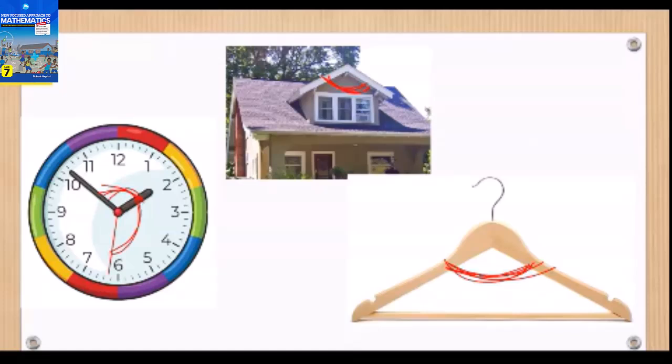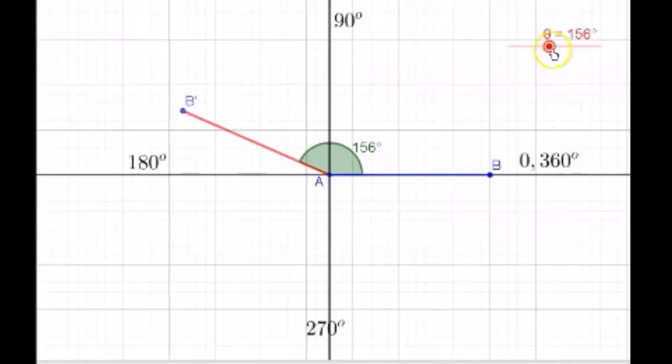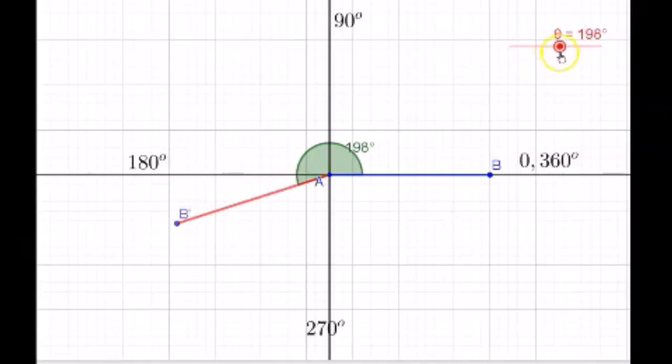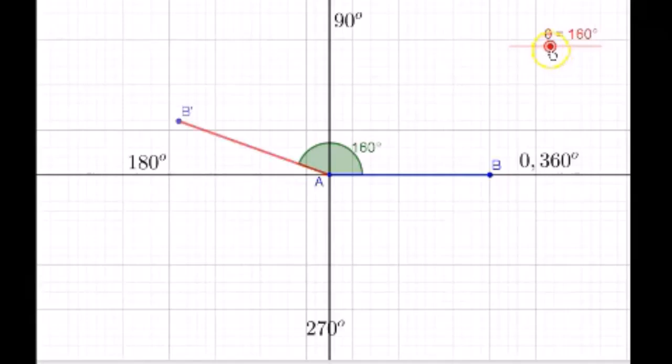This is an obtuse angle. Now that we know obtuse angle, what happens if the angle hits exactly 180 degrees? So let's say we have 180 degrees like this. Look at the shape of the angle. Have you seen the shape of the angle?